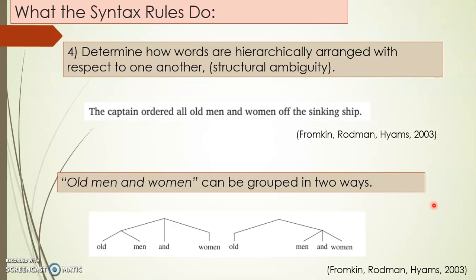They determine how words are hierarchically arranged with respect to one another. That is the structural ambiguity. So, the captain ordered all men and women off the sinking ship. In this case, all men and women can be grouped in two ways. We can say old men and women, separated, like old men one part, women the other part, but we can also say old men and women grouped together. They also study this structural ambiguity that we are going to deal with later.